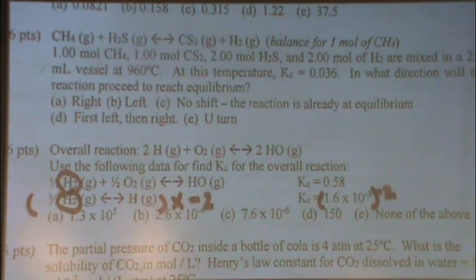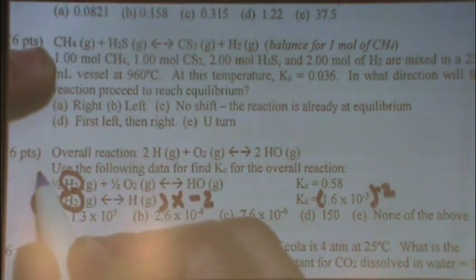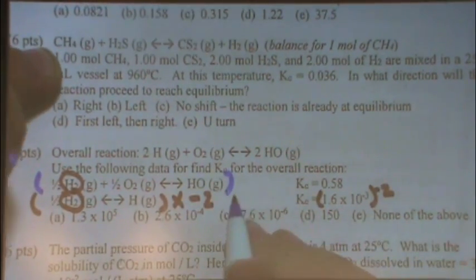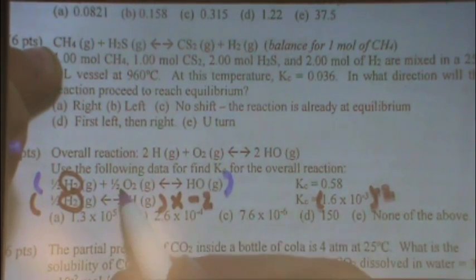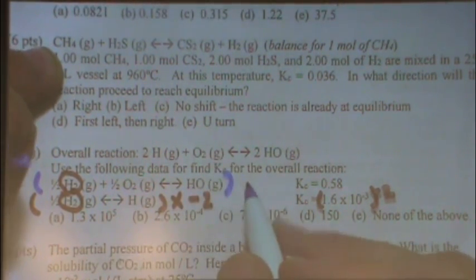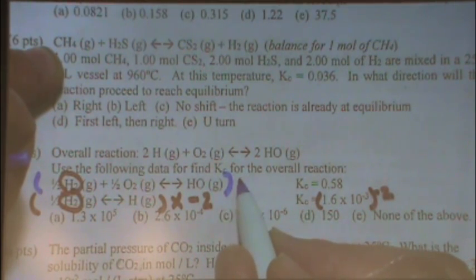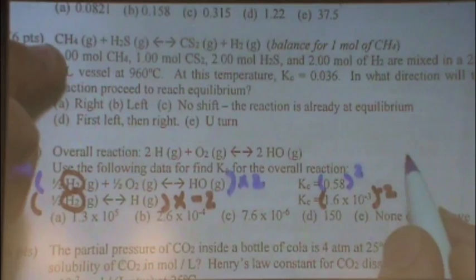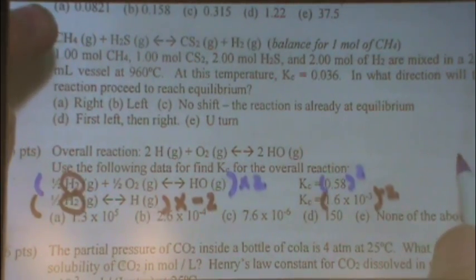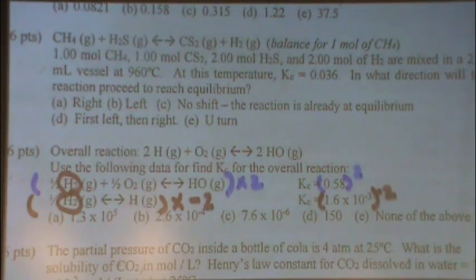And then, for the top one, if I want O2 to match, what do I need to multiply by? Also by 2. So this will be squared. And then, when I add the reactions, what will I do to the K, anybody? I'm multiplying them. Is that alright? Okay, now I think we can repeat.